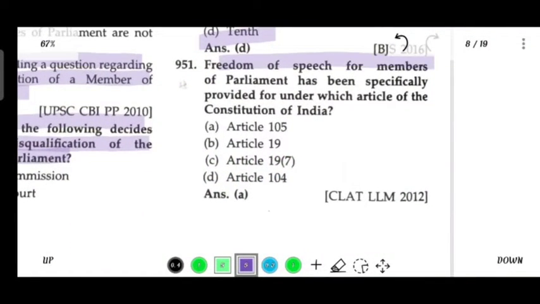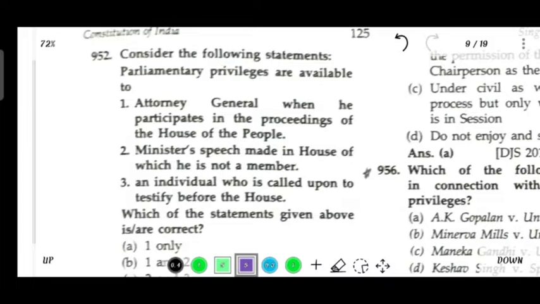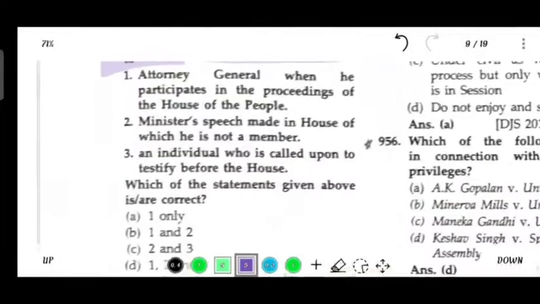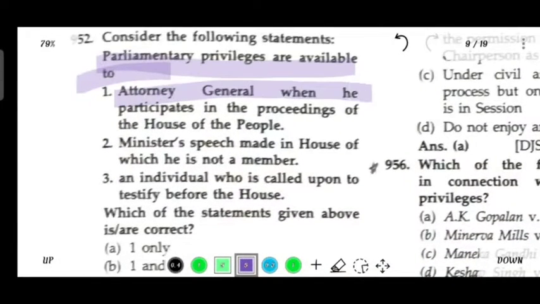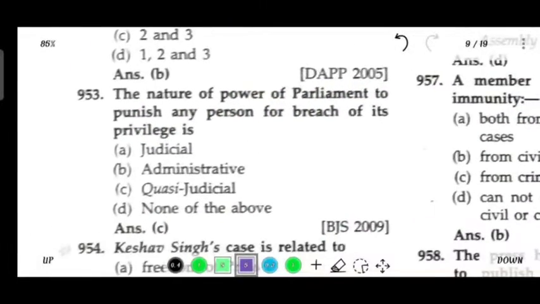Freedom of speech for the member of Parliament has been specifically provided under which article of the Constitution? Article 105. Parliamentary privilege is available to the Attorney General when he participates in the proceedings of the House of the People, and to a Minister for a speech made in the House of which he is not a member.